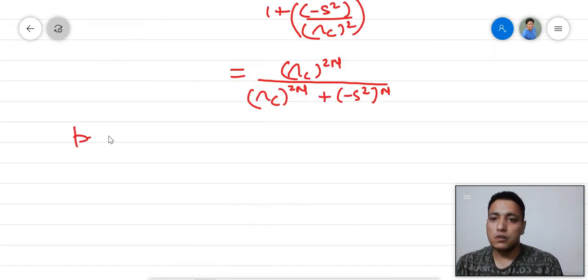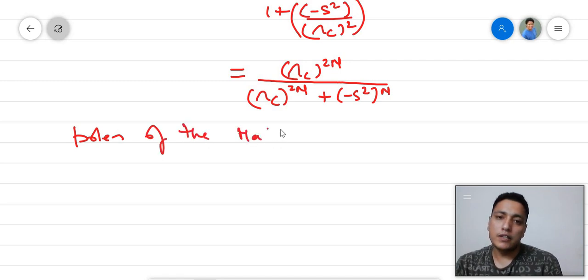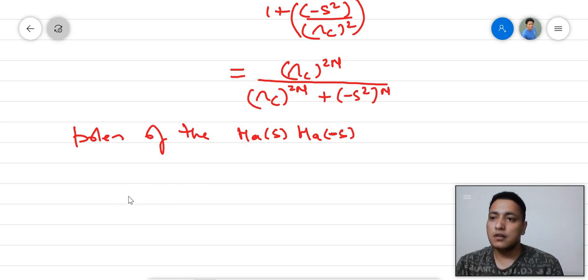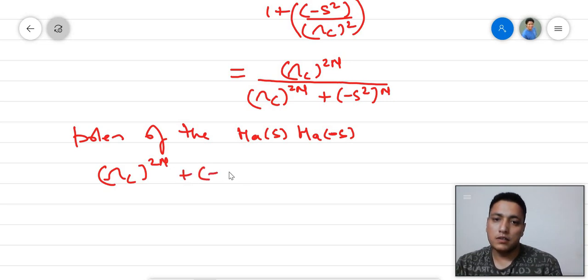Now the poles of HA(s) times HA(minus s) are given by omega c to the power 2n plus (minus s squared) to the power n equal to 0.